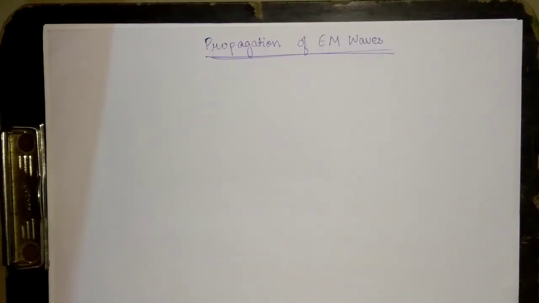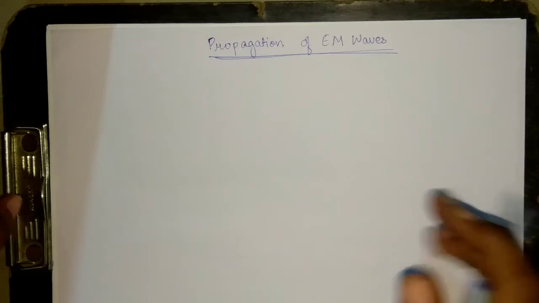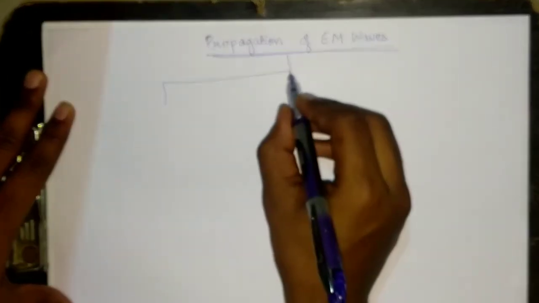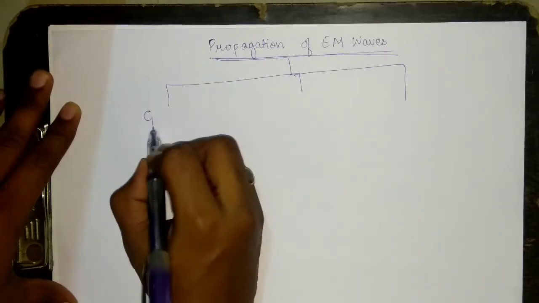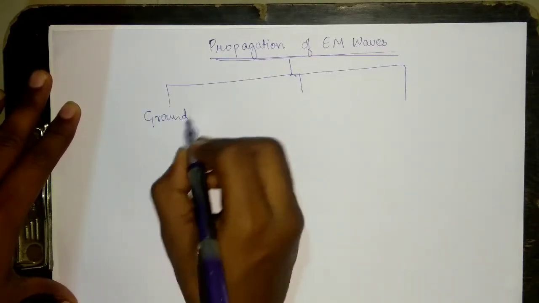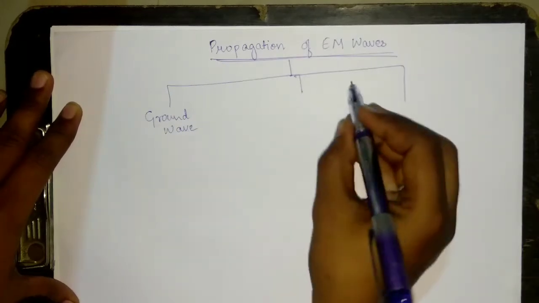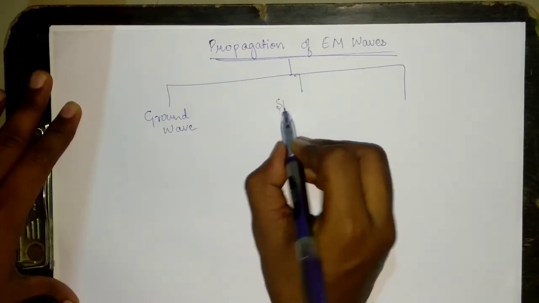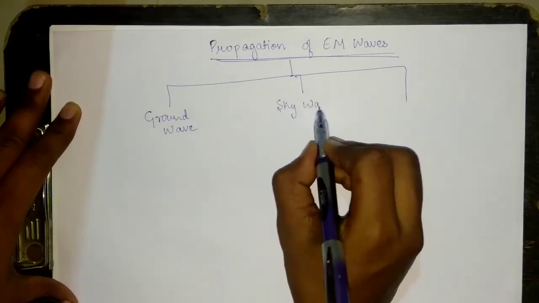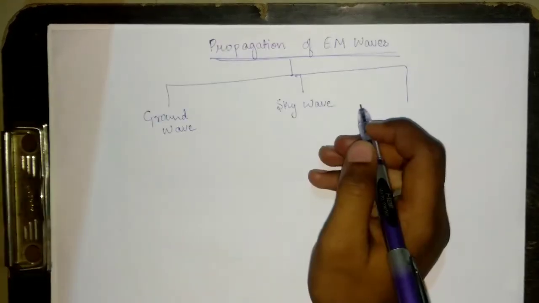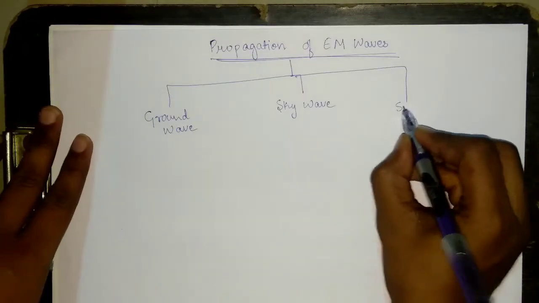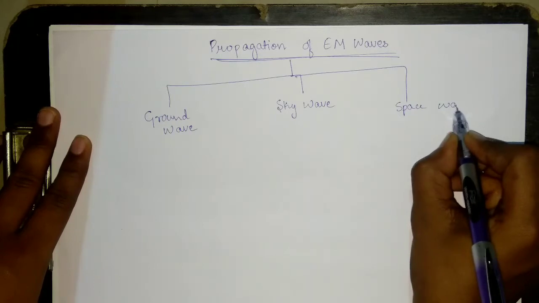Our next topic is propagation of EM waves, that is electromagnetic waves. The question arises: how does a signal propagate from one place to another? There are three types. One is ground wave propagation. Next is sky wave propagation. And the last is space wave propagation.